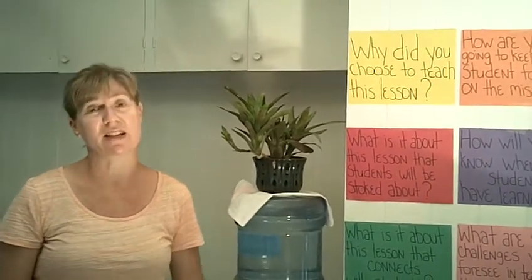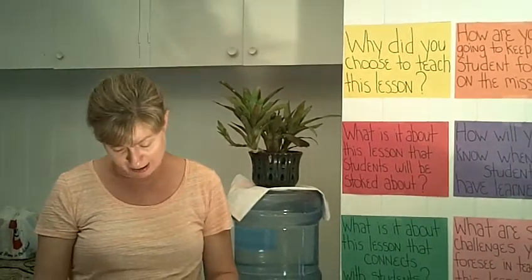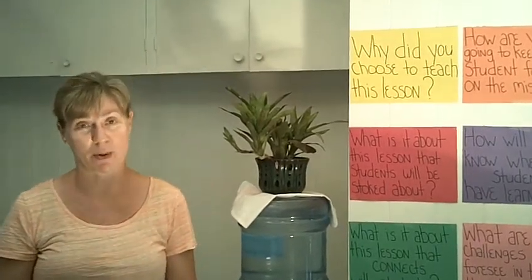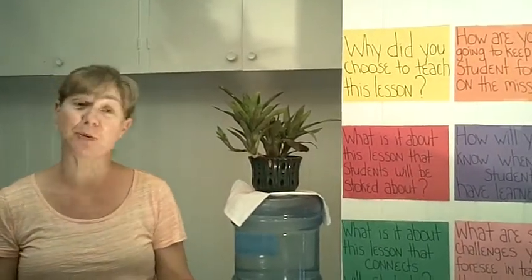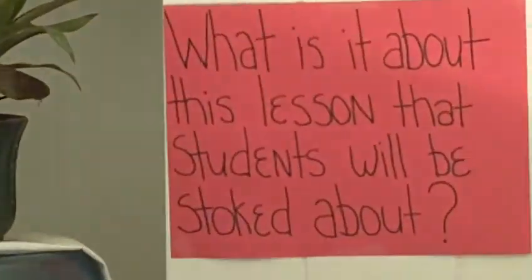So the objective in the lesson is for the students to start to build a study guide. And that will help them to properly identify 12 native Hawaiian plants. And so question number 2, what is it about this lesson that students will be stoked about?